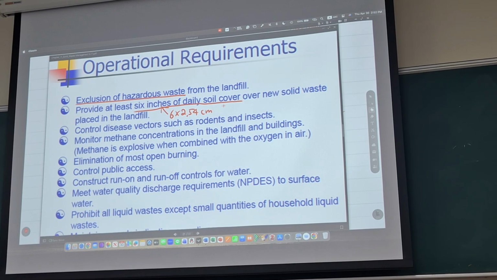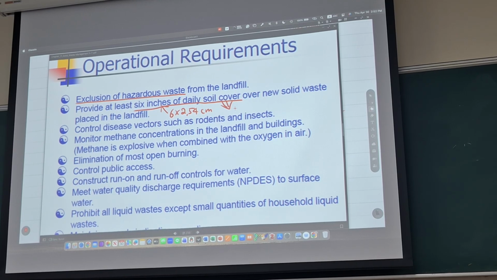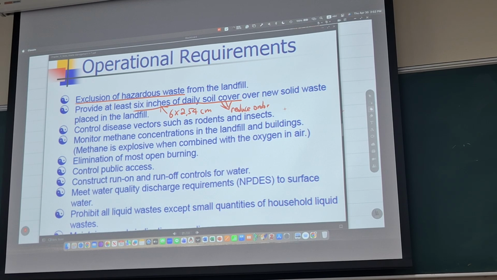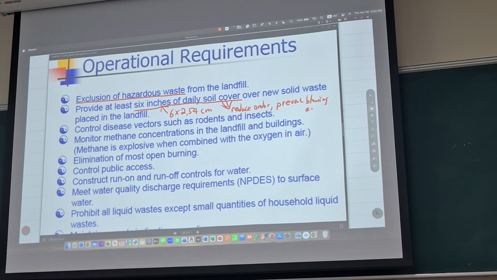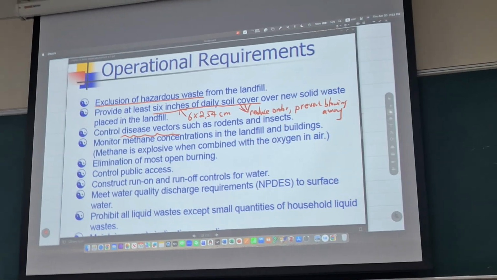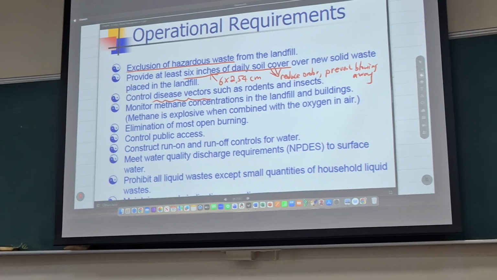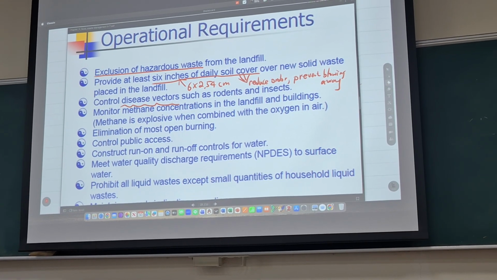Okay. So we know that the cover can help us to reduce odor, and also prevent waste from blowing away, right? Control the disease vector. Okay, disease vector means those pests, including rodents and insects.